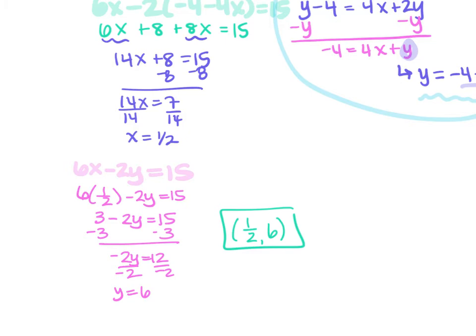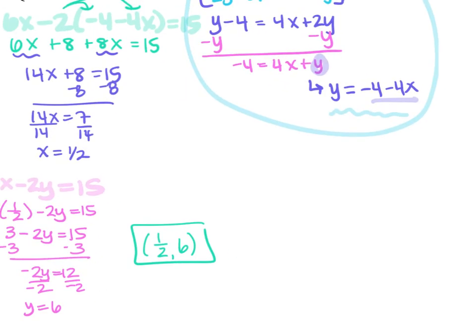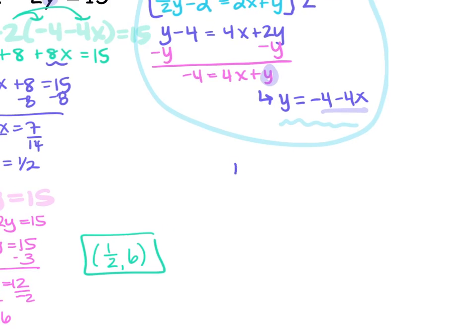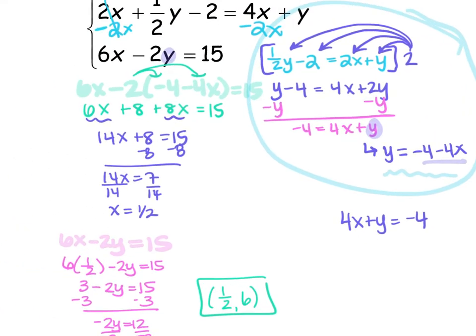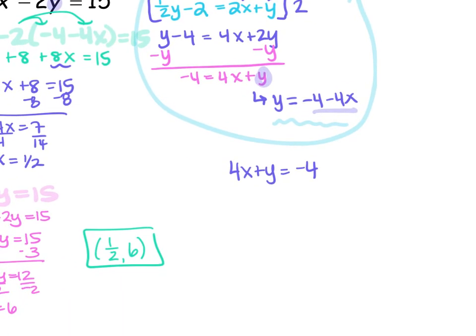Okay, I did say I'd go back and solve this same system by elimination. So if I go back, I had 4x plus y is equal to negative 4. And then the equation that we were given is 6x minus 2y is equal to 15. Okay, so now if you notice here, the x's don't have the same coefficient, right?